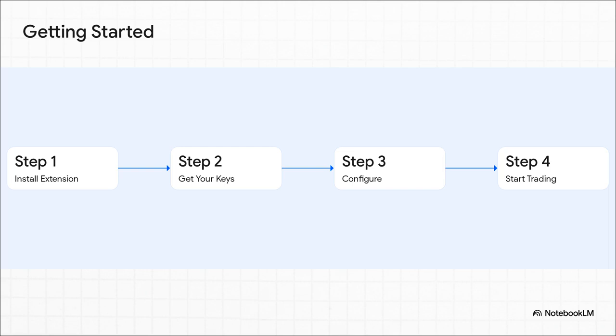They lay it out as a simple 4-step process. It's a Chrome extension, so first you install it from the web store. Then you get your license keys and pop those in to configure it. And that's pretty much it. You're ready to start using it right on your trading platform.